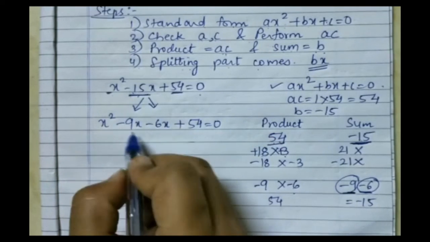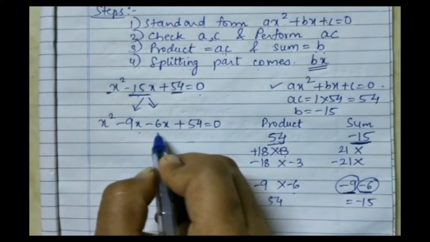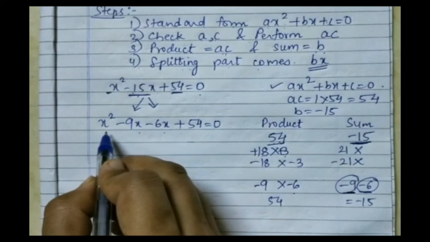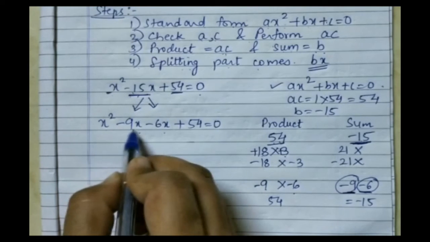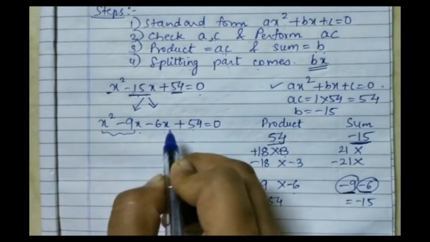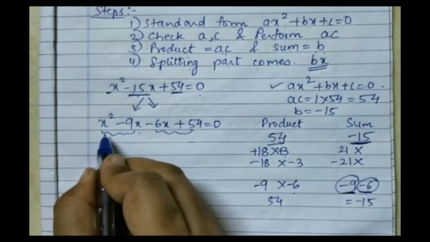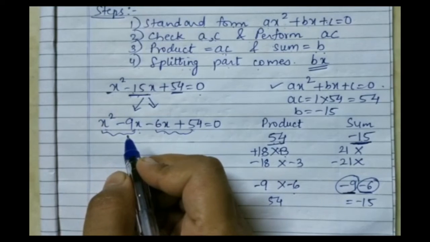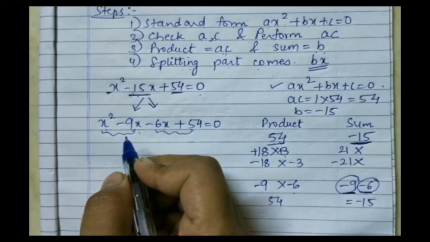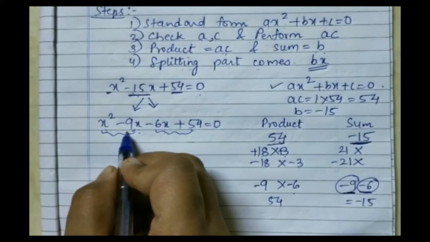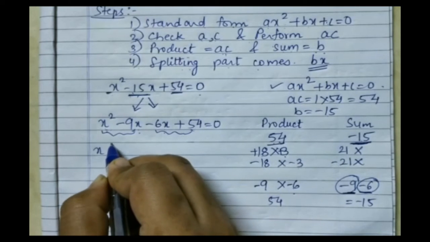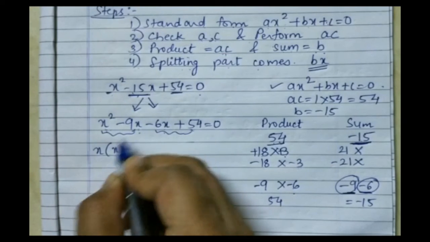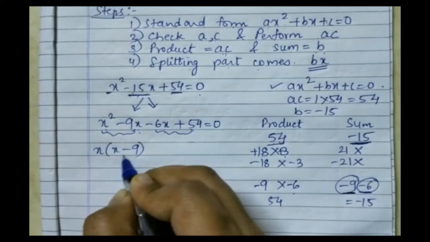Just in place of minus 15x, we have written minus 9x and minus 6x. Now what you have to do is, you have got 4 terms in the equation, 1, 2, 3, 4. Take the first 2 and the next 2. So I need to think what is common in these 2 terms. Here the common part is x. So I take x common outside. So what remains inside is x. From minus 9x, x is taken outside, so what remains is 9.